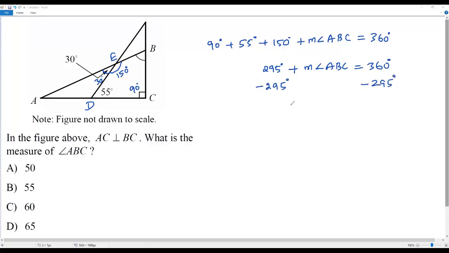When I do so, the positive value and negative value will cancel out. I'm getting measure of angle ABC on the left side. On the right side, when I subtract 295 from 360, I'm getting 65 degree. So the measure of angle ABC is 65 degree. So the correct answer choice for this question is option D.